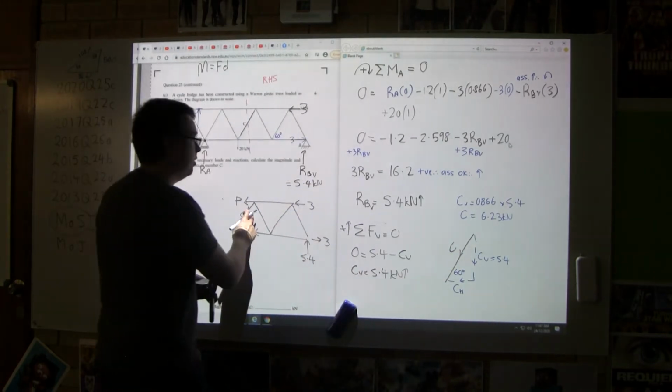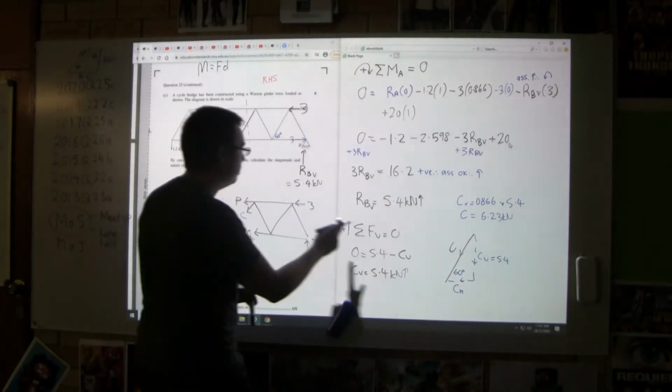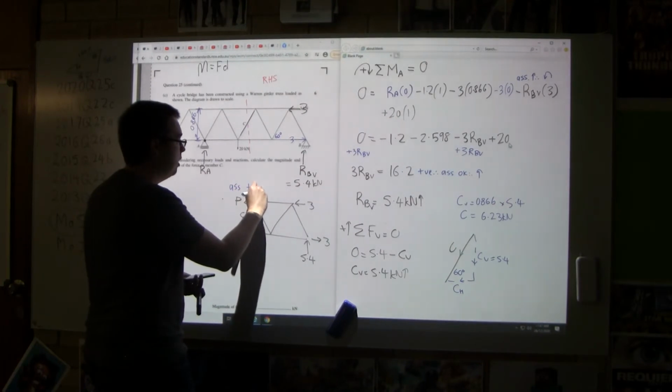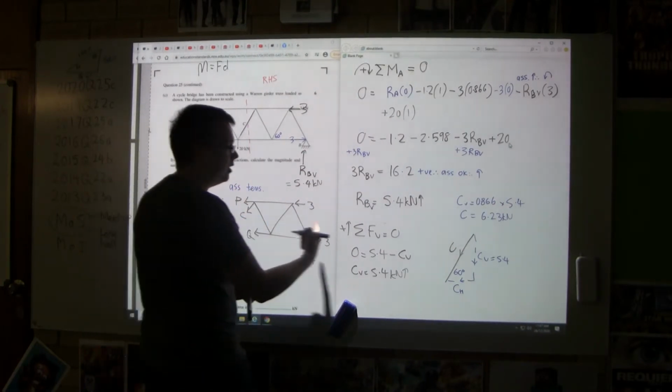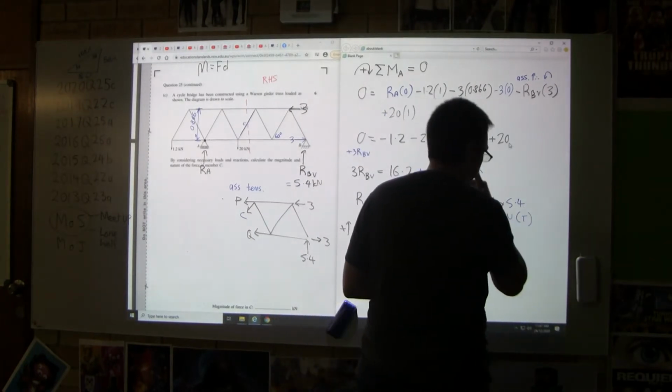Now, I said here that this value for C is down. Let's see if that matches. I said here that it was down, and they do match. And because they match, I said here that I was assuming tension. And if I was assuming tension and this and that match, we can then say C equals this in tension.